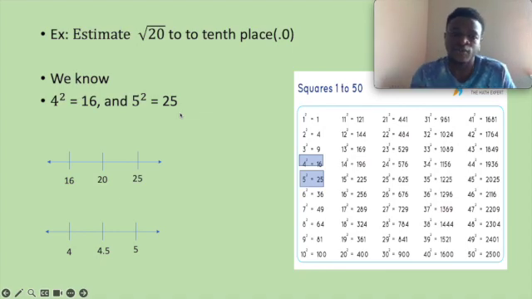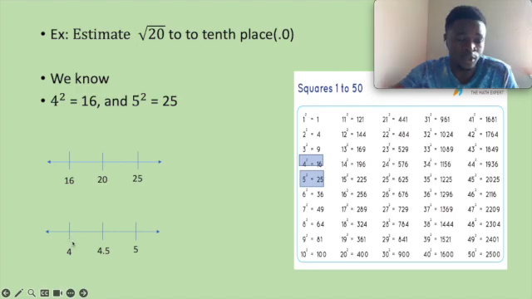So the idea of finding the estimate is basically looking at the squares and comparing within the spectrum what's in between both of those numbers we're trying to get to. So we know 4 squared is 16. We know 5 squared is 25, and we know what we would like to find is the square root of 20, which is in between 16 and 25.